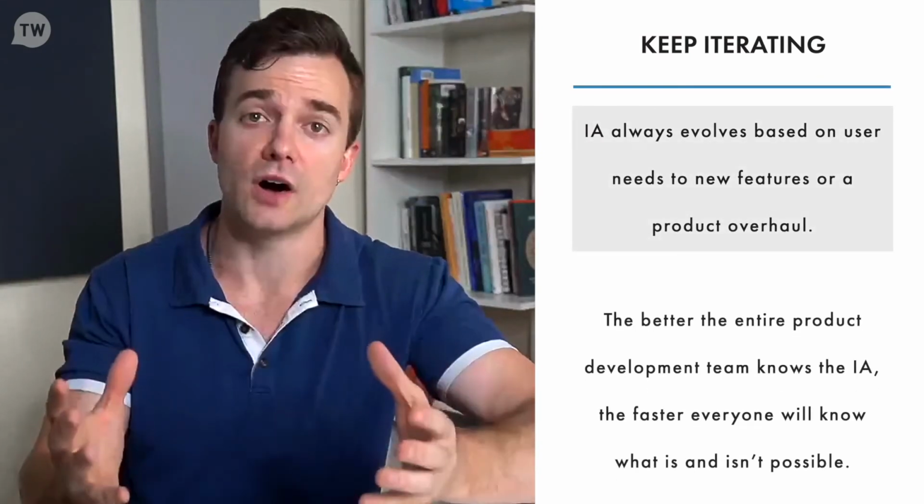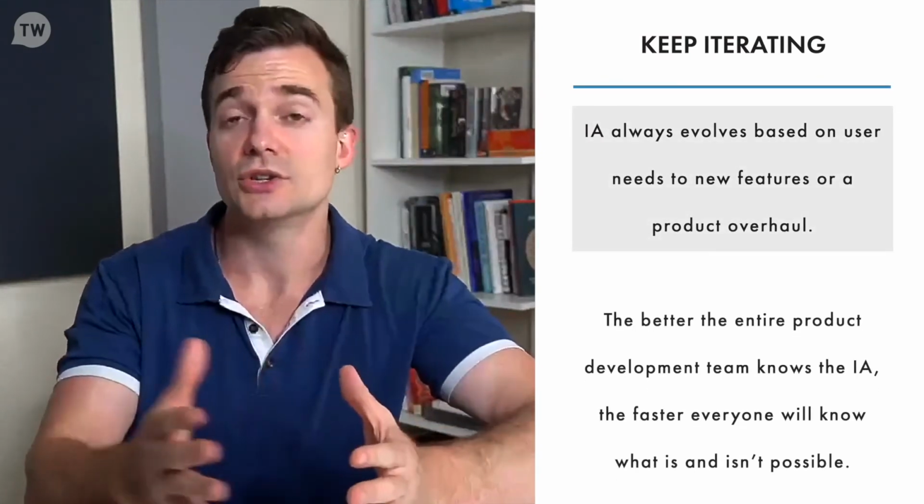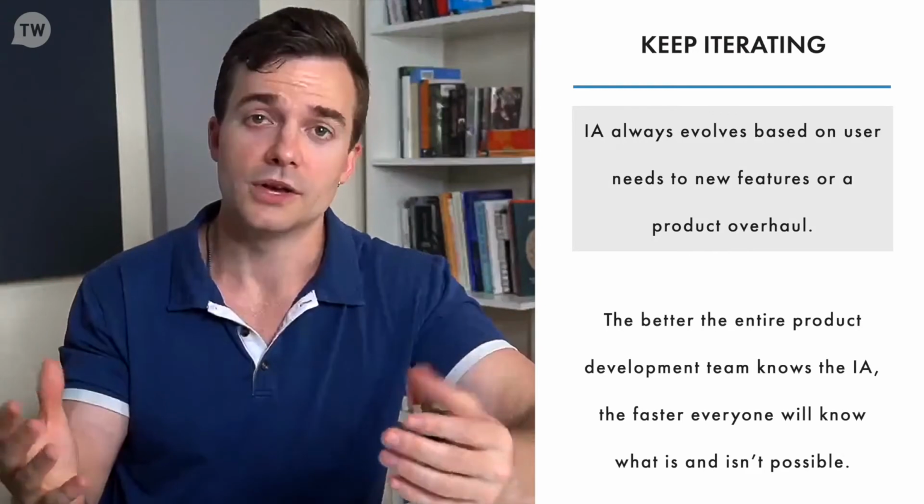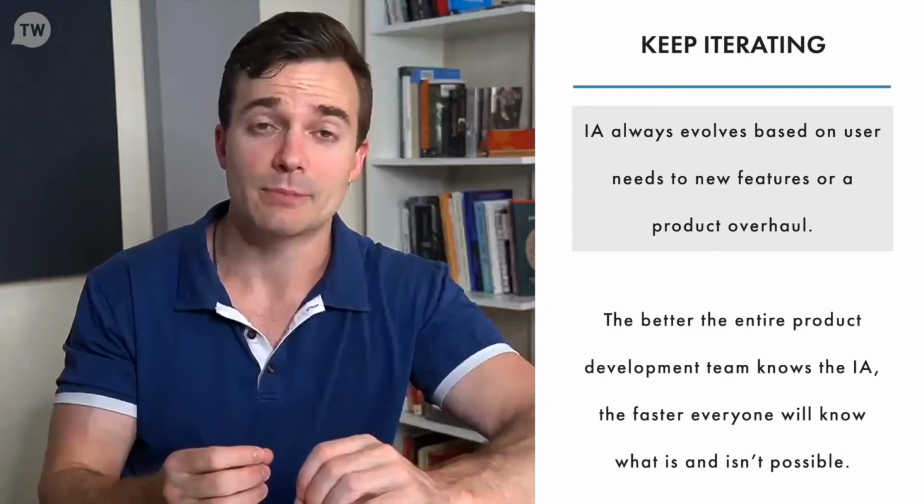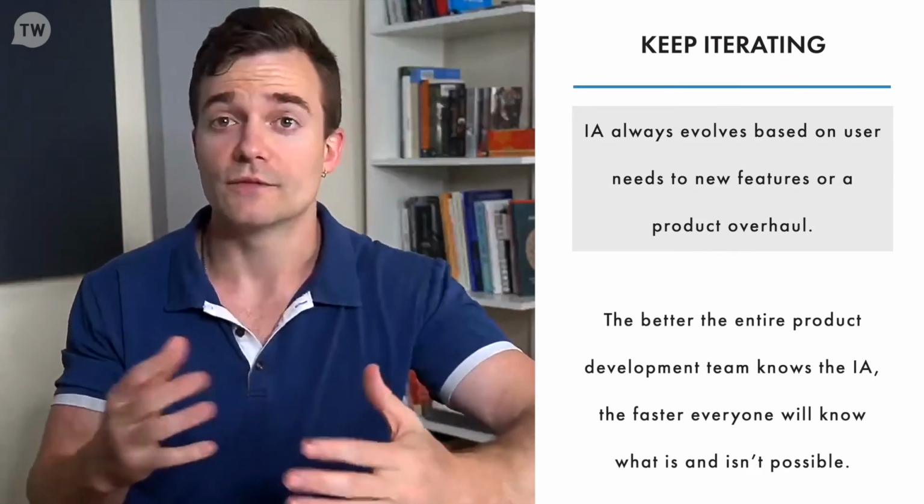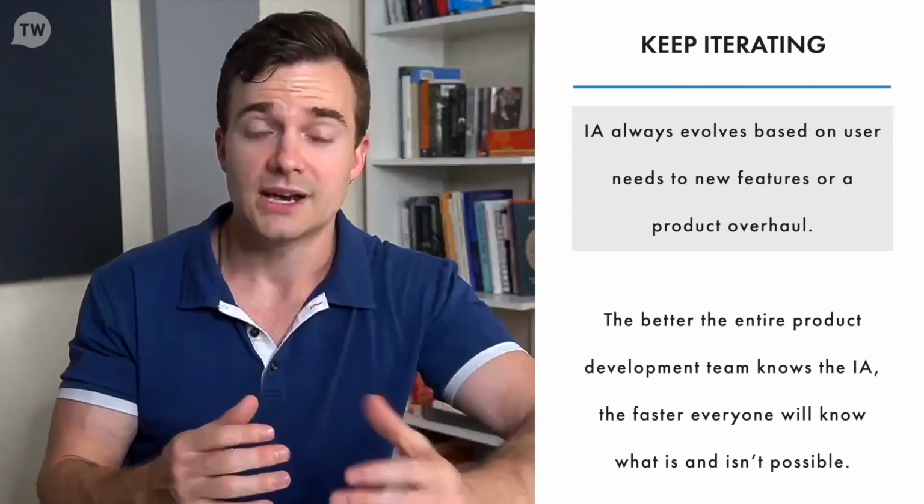Now, it's a common misconception that any information architecture work is truly done, because it grows and shrinks and changes as our products do too. Unlike a blueprint for a building, IA will always evolve based on anything from user needs to new features or a product overhaul. Much of the structure may stay the same and provide consistency between versions so users don't get confused. And that's a good thing.